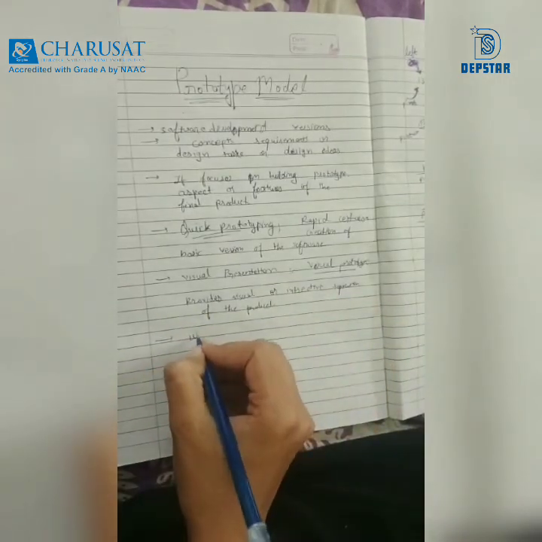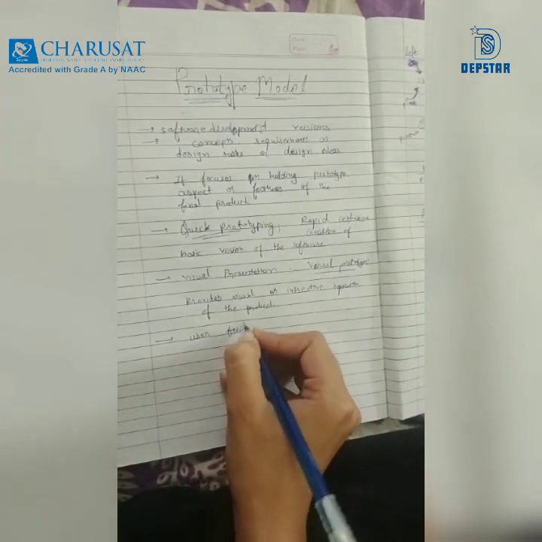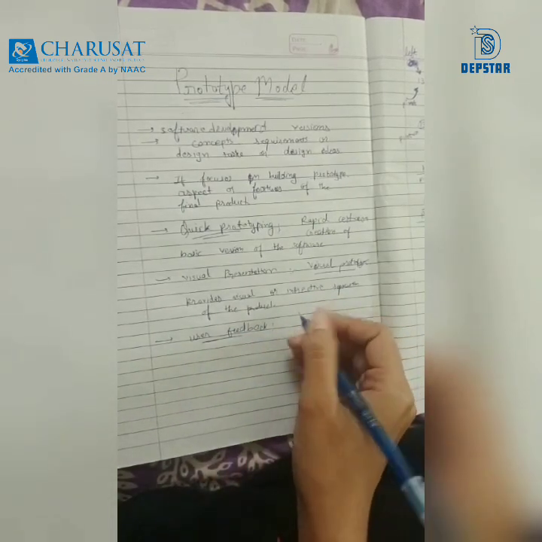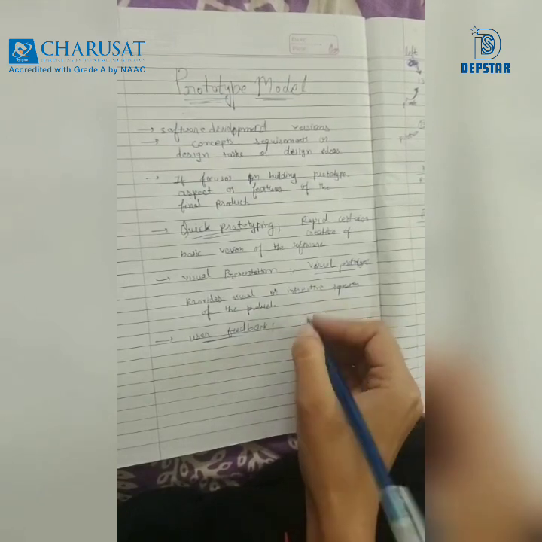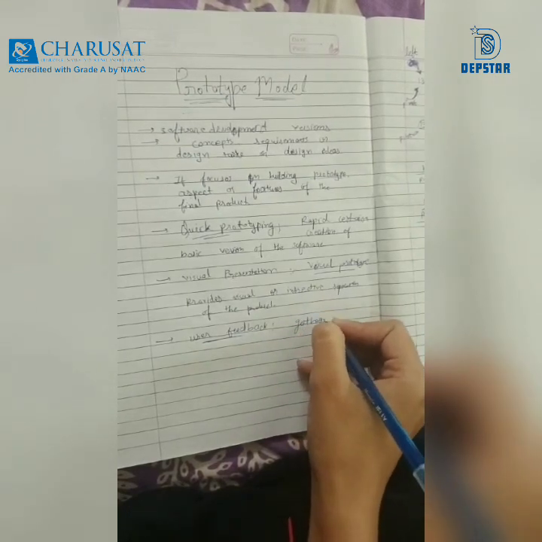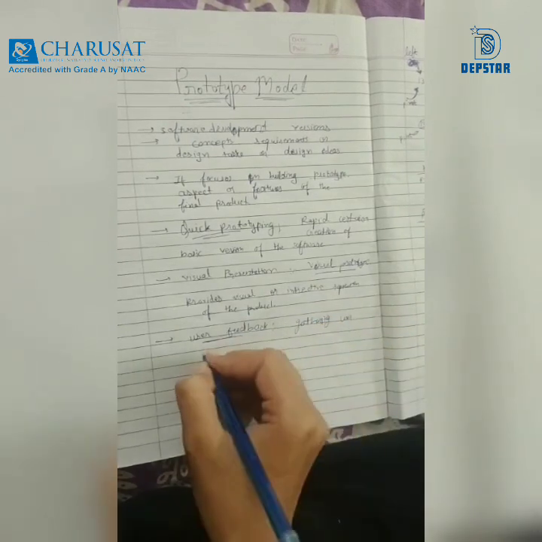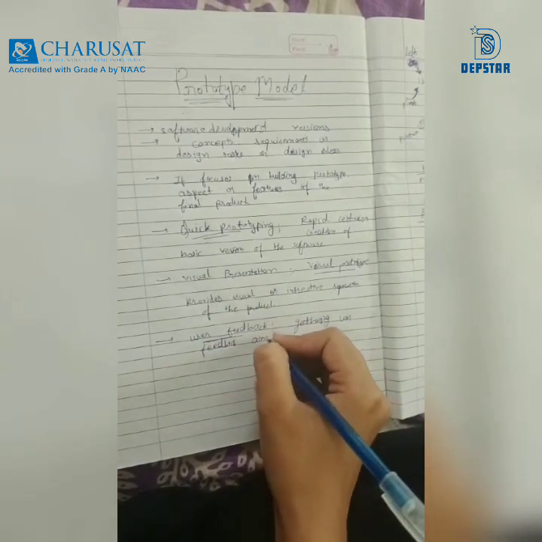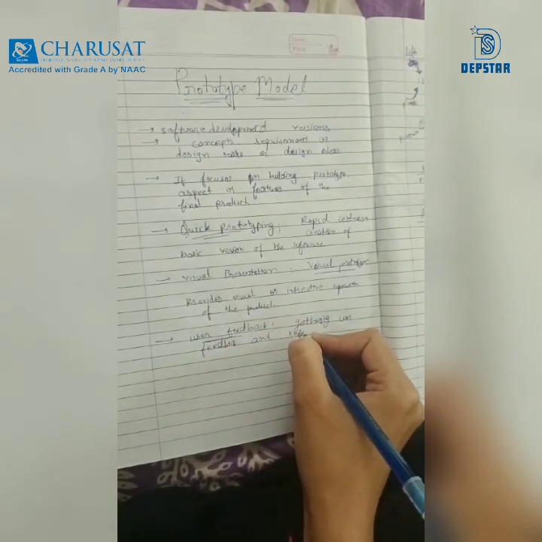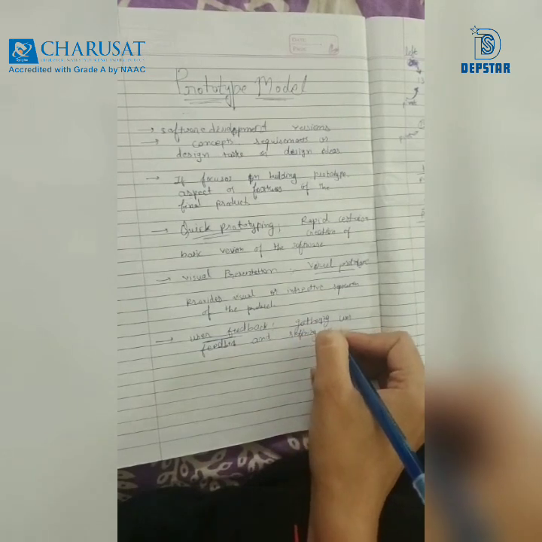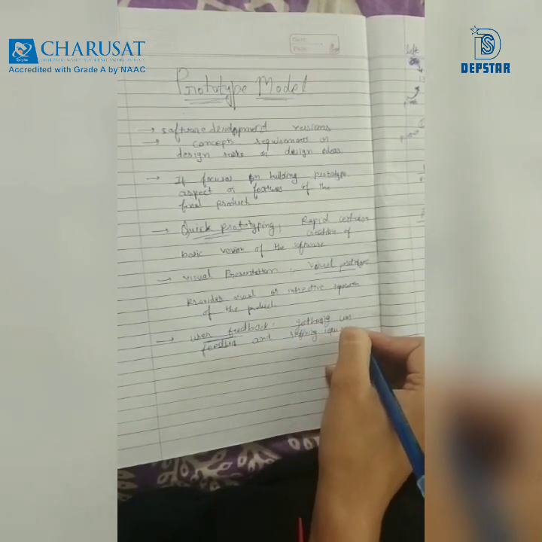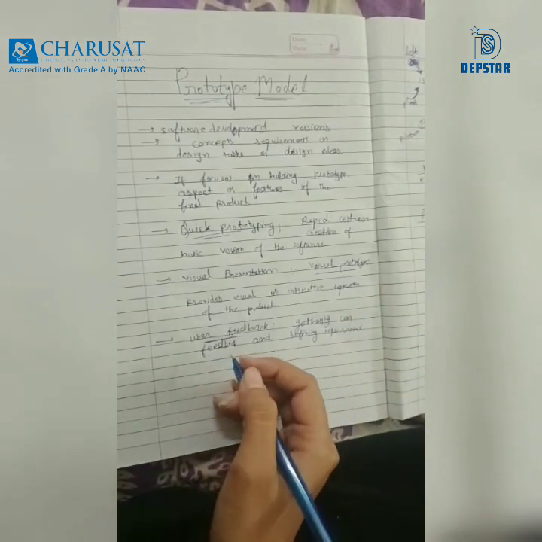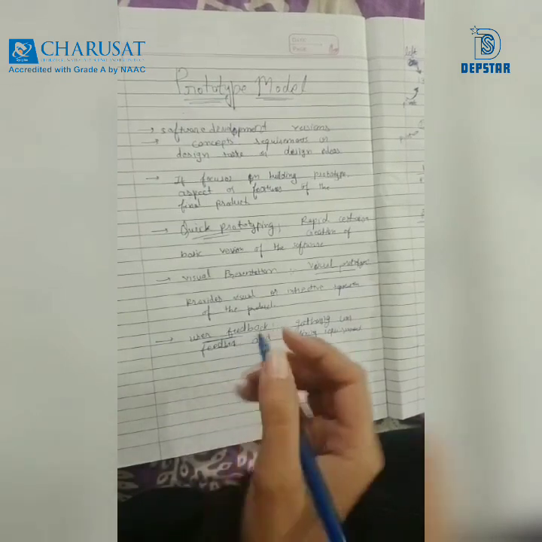Now we understand what is user feedback. User feedback is about gathering user feedback and refining requirements, which is the most mandatory part of this prototype model, to take user feedback and reinvent it.